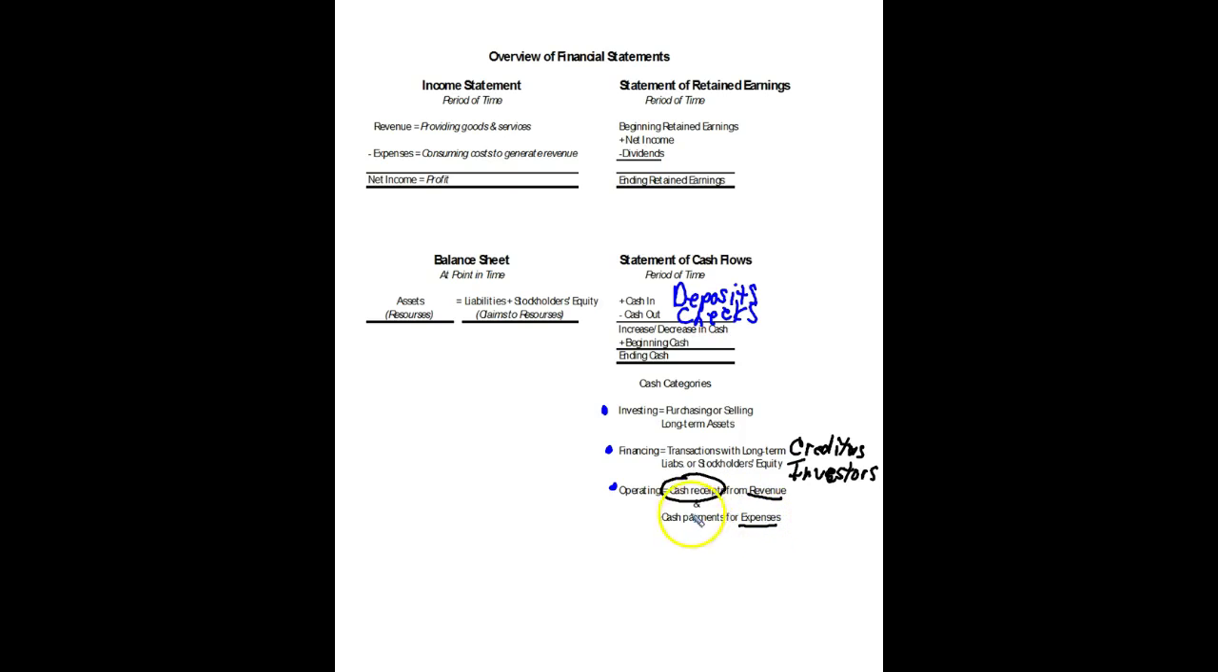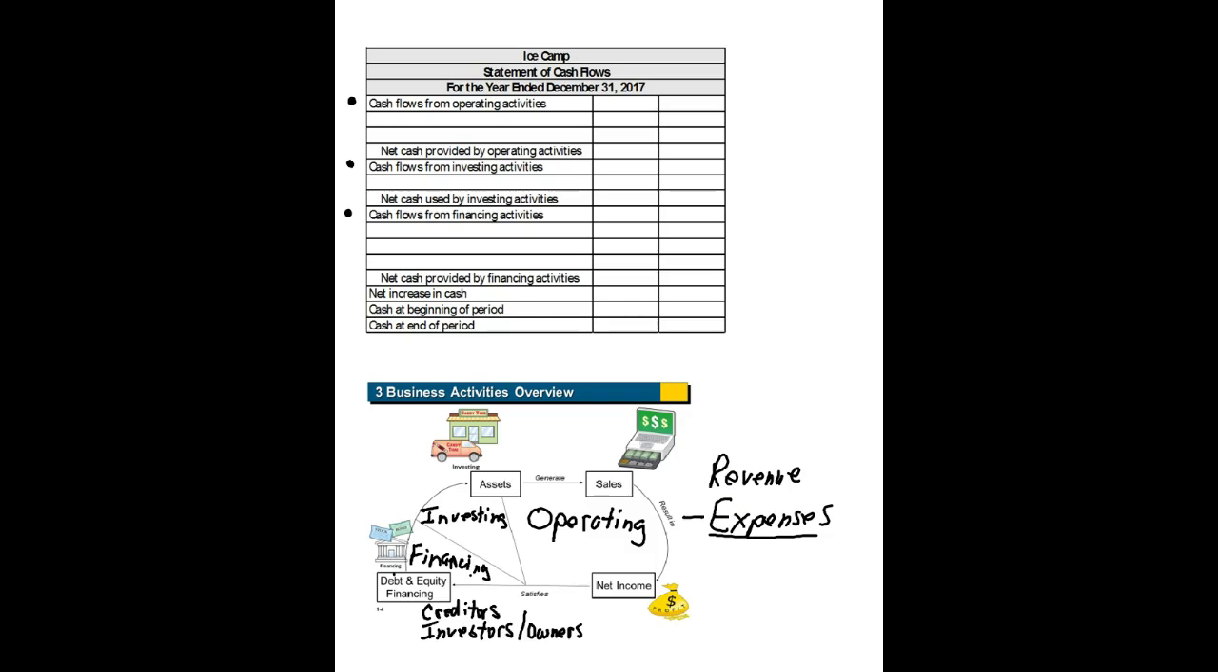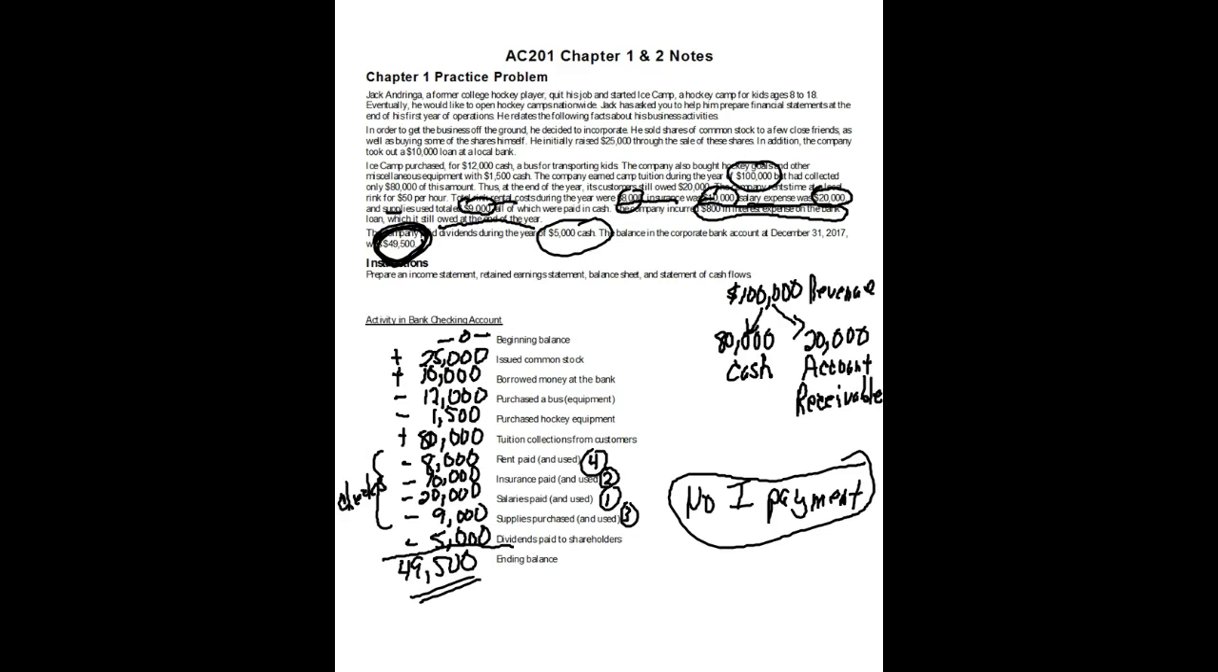But if I consume a cost, I actually have to pay cash for that. So expenses cause us to pay cash. Revenue causes cash to come in for us. Okay, knowing those three things, let's go over here and go to our demonstration problem, and let's identify the categories. And I'm just going to abbreviate them.